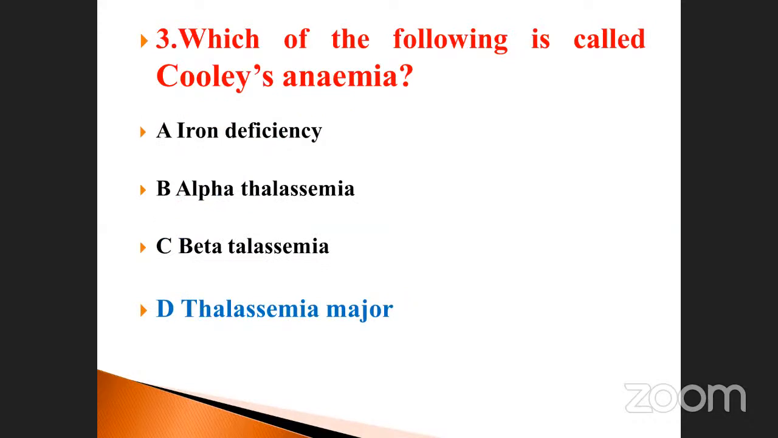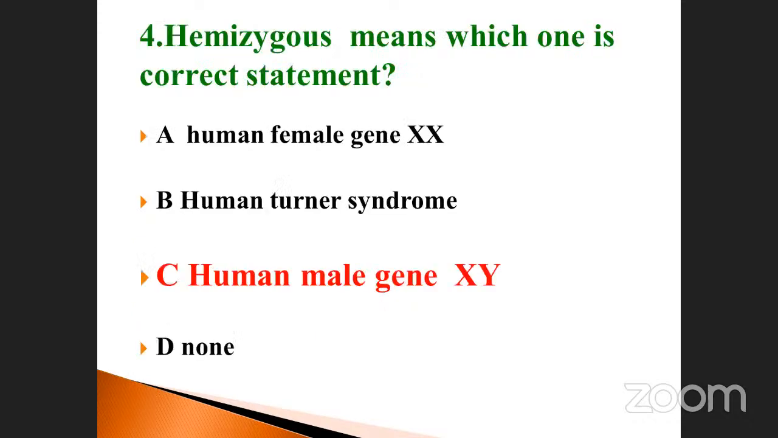See that. Which of the following is called Cooley's anemia? Iron deficiency, alpha thalassemia, beta thalassemia, and thalassemia major. Don't forget, my dear, thalassemia major. Yes, okay, thalassemia major is also called Cooley's anemia. Which genes are hemizygous? Now only we studied, isn't it? Which one of the 4 is the correct statement? Human female genes XX, human Turner syndrome, human male genes XY, and none. Which one is correct? XY, hemizygous.